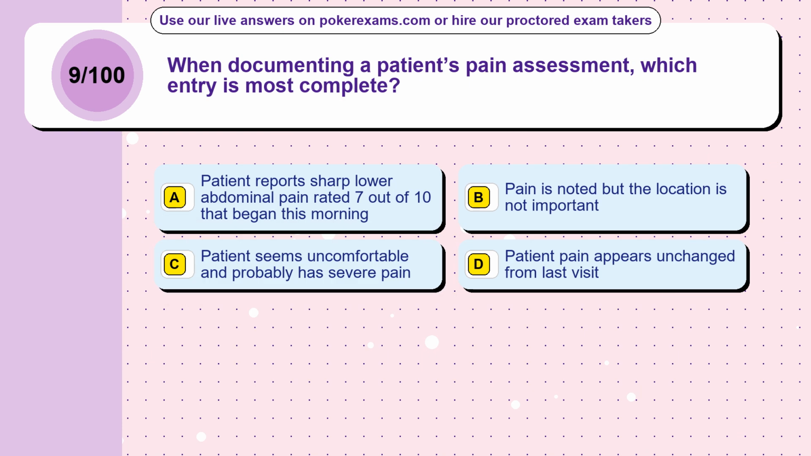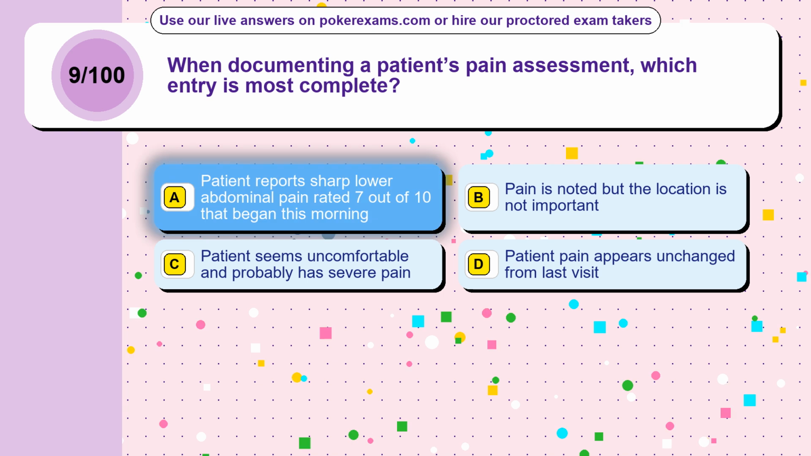Question 9. When documenting a patient's pain assessment, which entry is most complete? Option A. Patient reports sharp lower abdominal pain rated 7 out of 10 that began this morning. Option B. Pain is noted but the location is not important. Option C. Patient seems uncomfortable and probably has severe pain. Option D. Patient pain appears unchanged from last visit.